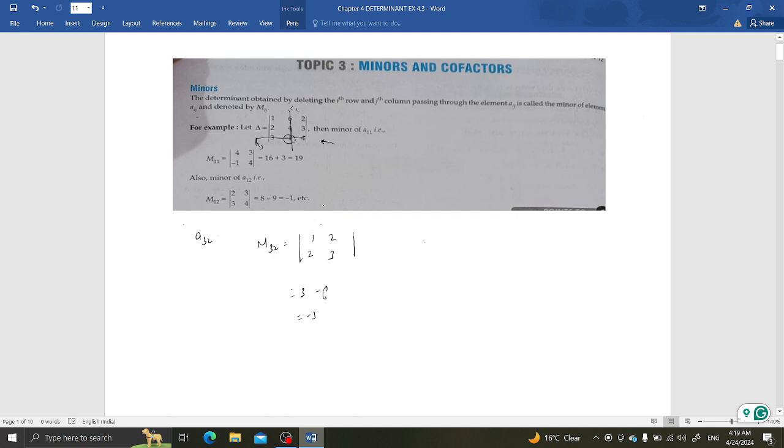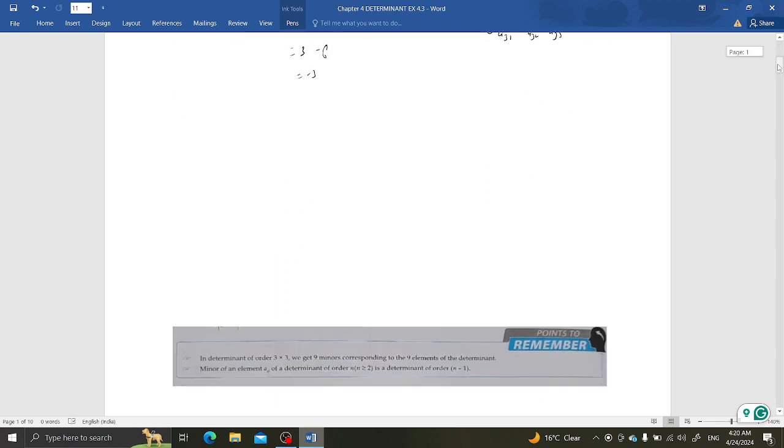I hope you understand what a minor is. Like that we can find the minor corresponding to each entry. Suppose you have a matrix of size 3 cross 3, a11, a12, a13, a21, a22, a23, like that we have. Corresponding to each entry we can find a minor. So how many minors do we have for a matrix of size 3 cross 3? Total 9 minors, because we can find one corresponding to each entry. I hope you understand this thing.